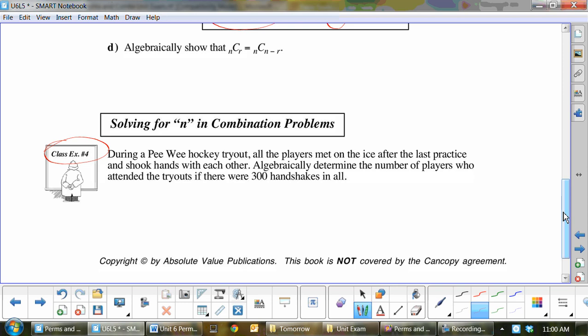Now, is this a permutation? No. Okay. So the answer is 300. nCr equals 300. Now, I cannot find both of those. I need to know one of them. There's something highly implied here, you guys. You shook hands with everybody. How many people were there? That's what I'm looking for. What am I looking for? Does anyone know which variable I'm looking for? n.